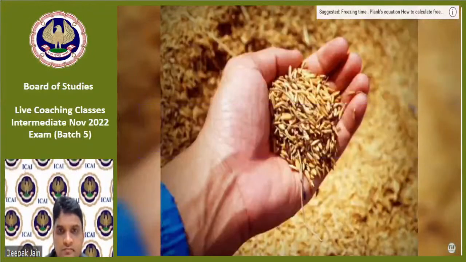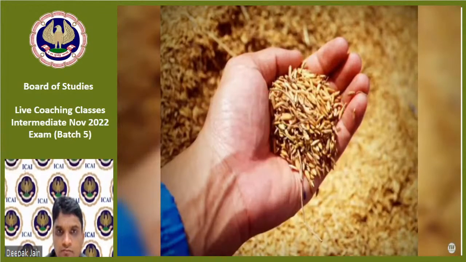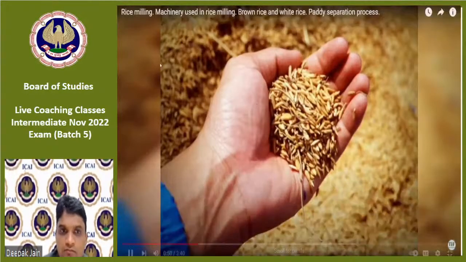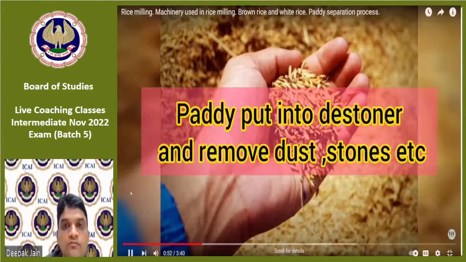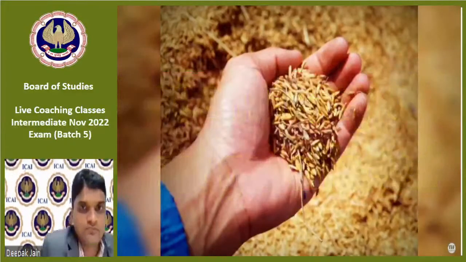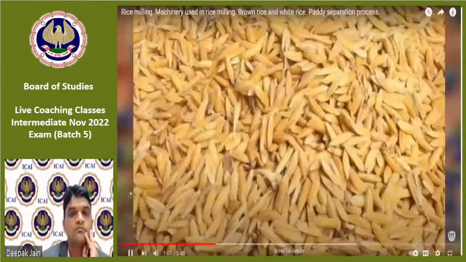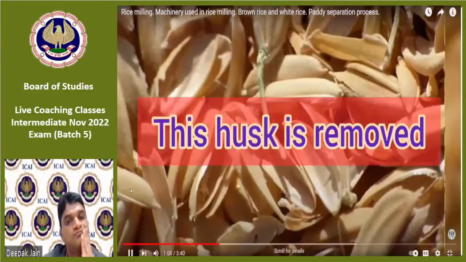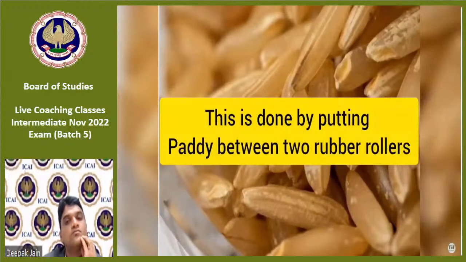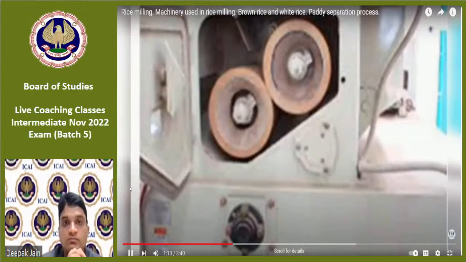Paddy always comes up having a lot of external material, including weed, soil, seed, etc. And these external things need to be removed before taking into the hulling process, so that the efficiency of the hulls as well as the milling would not get affected. Second step is rice cleaning process. Brown rice is actually produced by removing the husk from rough paddy rice. Paddy is fed into the gap between two rubber rollers that are rotating at different speeds and in opposite directions.